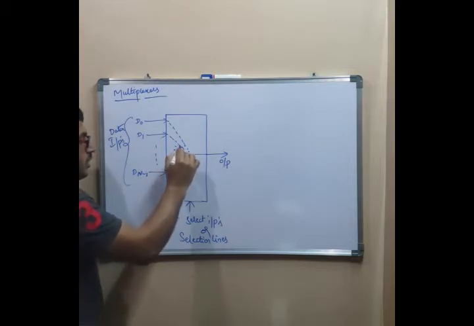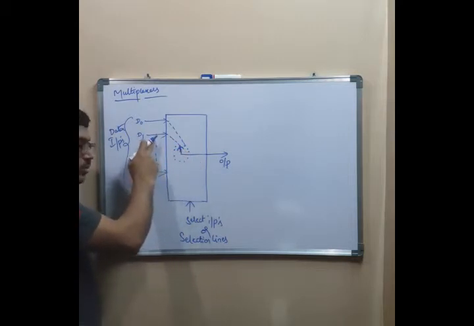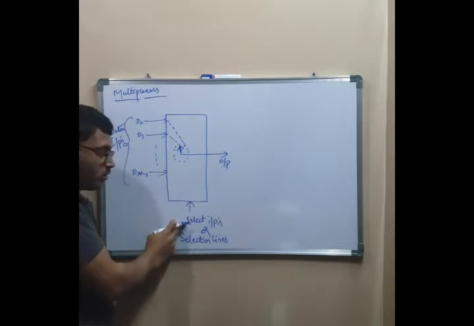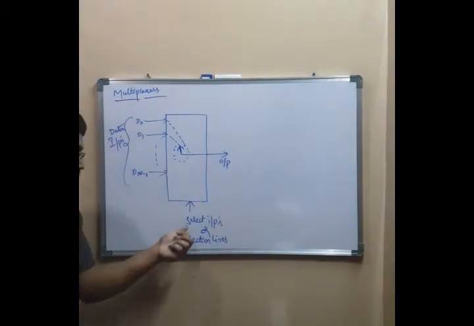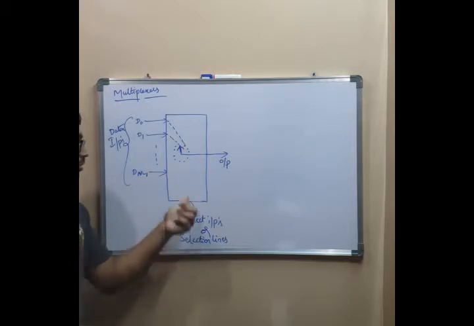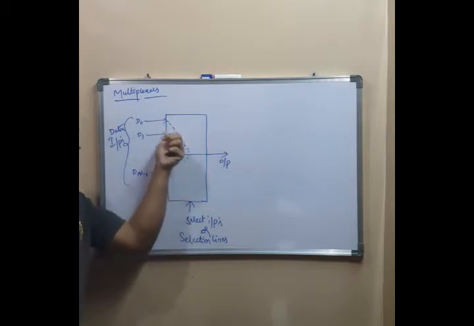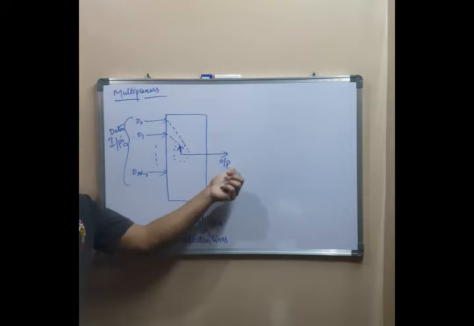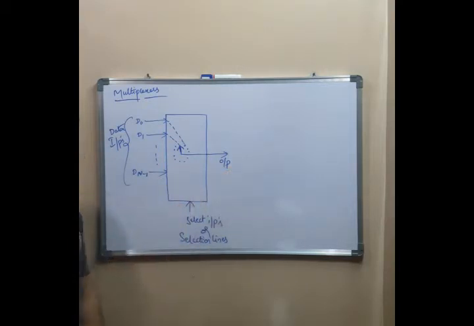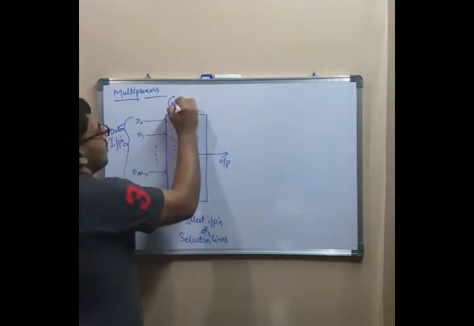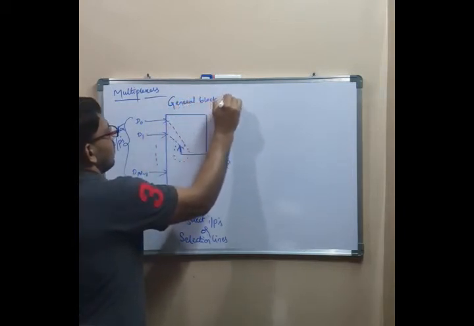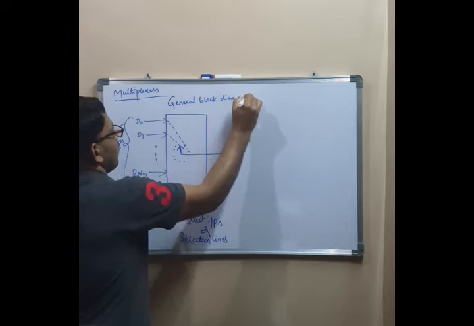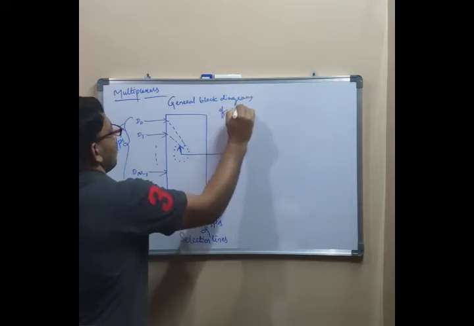The switch is connected to so-and-so data input based on the combination of these select inputs. So we have select inputs, right? Based on the combination of select inputs, the corresponding data input is routed to the output. This is the general block diagram of MUX.